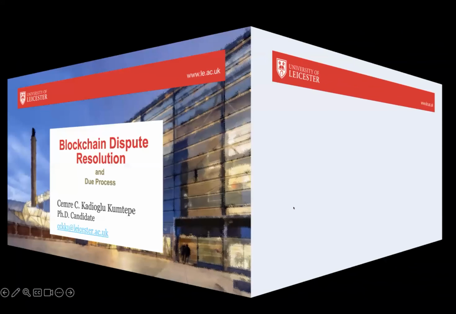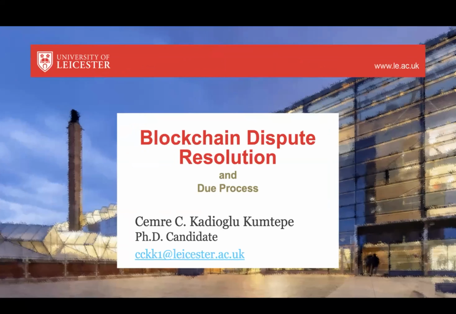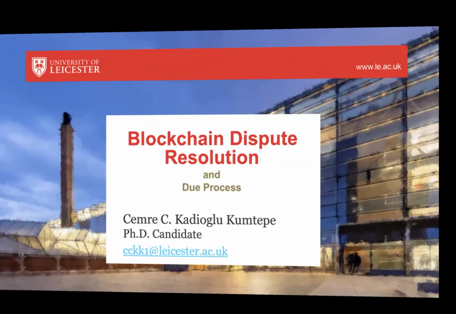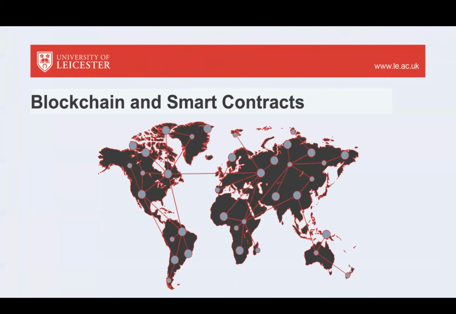I'm going to talk about my PhD research a little bit, and it's about blockchain dispute resolution and specifically about due process. When I say blockchain dispute resolution, what I mean is not specifically blockchain disputes or disputes arising out of the use of blockchain, but rather online dispute resolution platforms that are using two specific technologies called blockchain and smart contracts. I don't really want to go into detail about what these technologies do, but I do want to talk a little bit about the keywords that surround them.